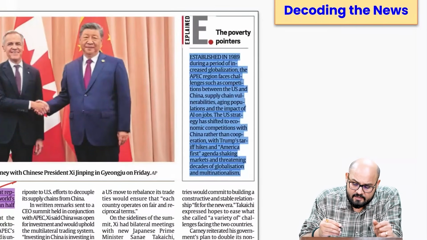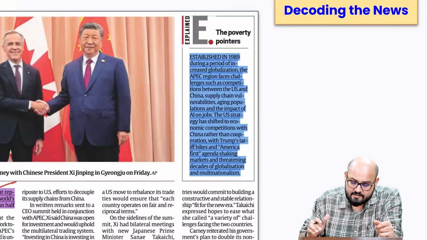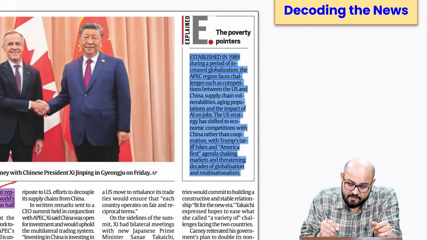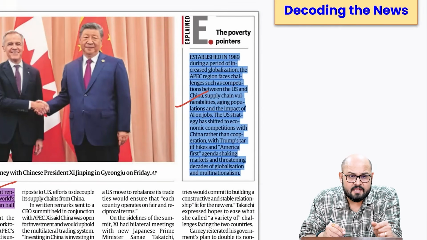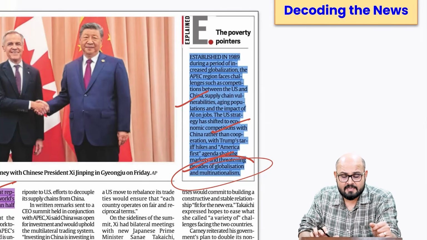Established in 1989, during a period of increased globalization, the APEC region faces challenges such as competition between the US and China, supply chain vulnerabilities with respect to rare earth elements or others, aging population, and the impact of AI on jobs. The US strategy has shifted to economic competition with China rather than cooperation, with Trump's tariff hikes and America First agenda shaking markets and threatening decades of globalization and multilateralism.